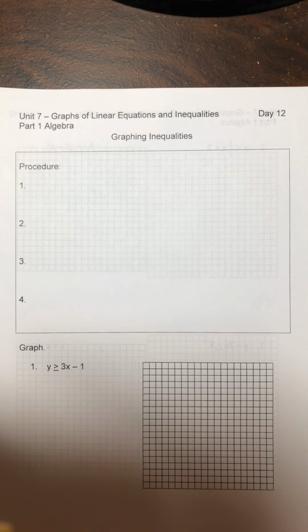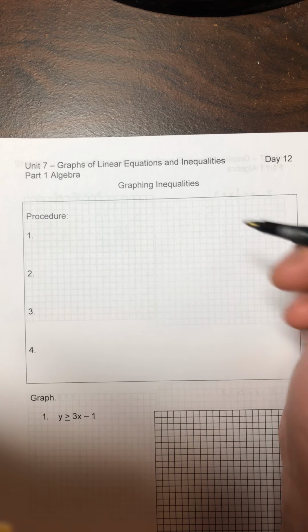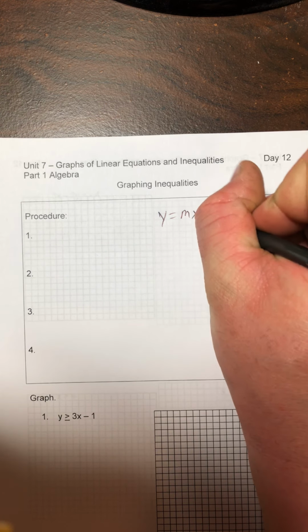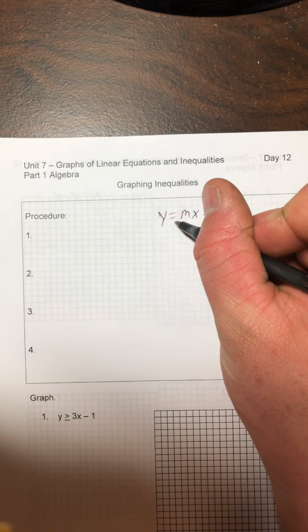Okay, algebra part one. Day 12 notes. We're graphing inequalities today. Some steps. All right, we're graphing lines like we always did before. We're trying to graph everything in y equals mx plus b form. The only thing different for day 12 is that they're inequalities. So instead of an equal sign, we're going to have greater than or less than.